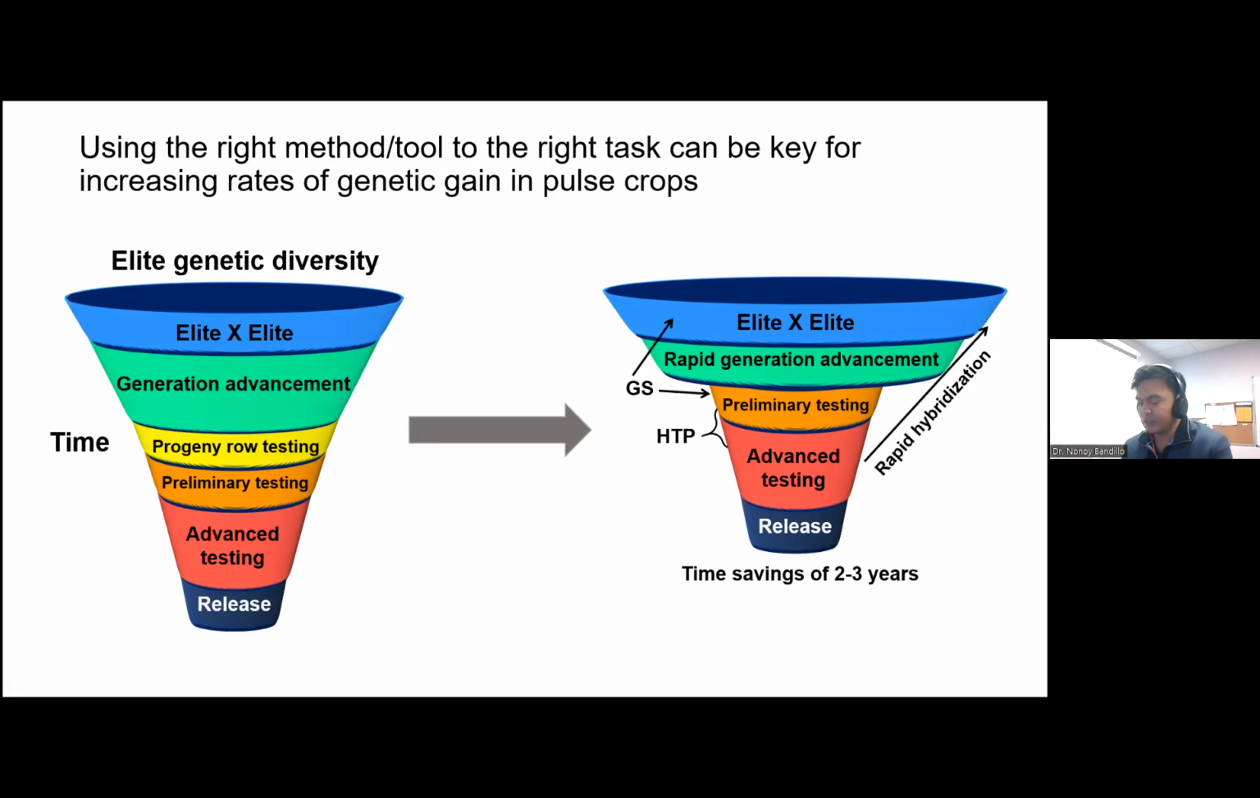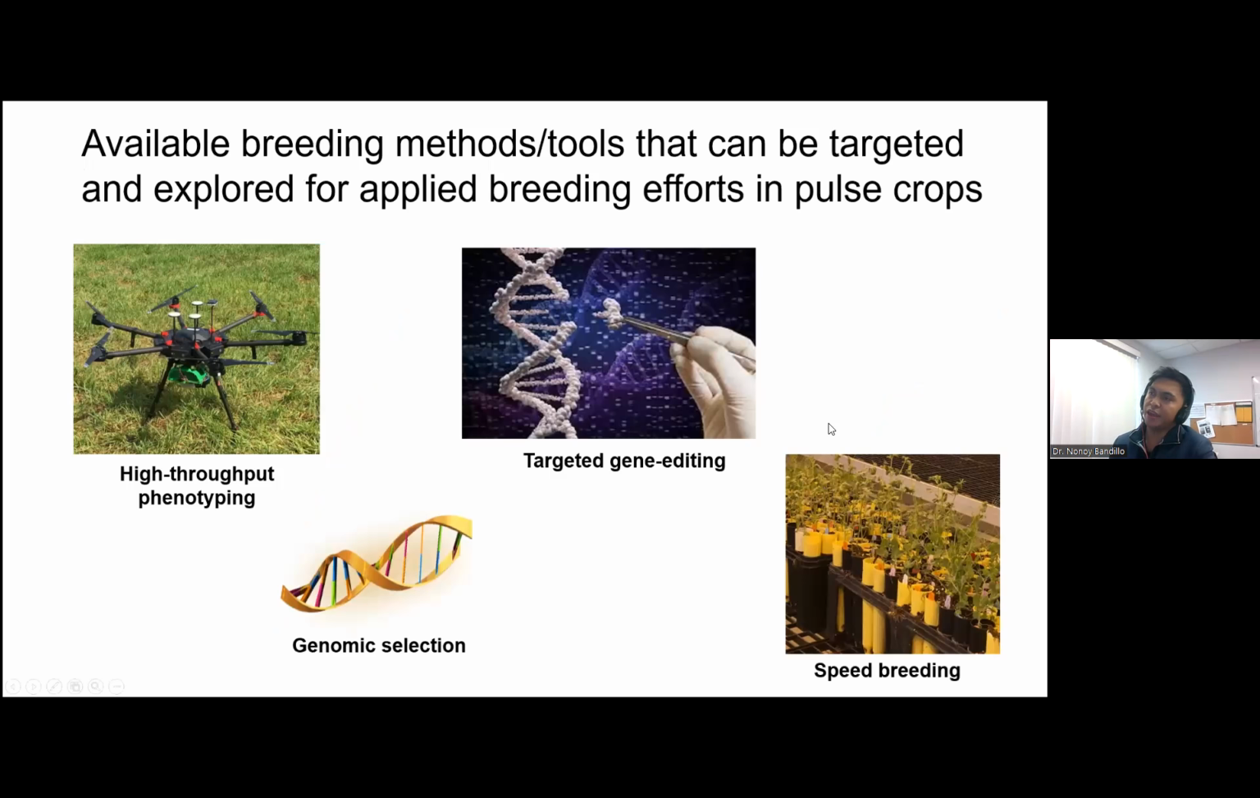I feel like there are a lot of new tools right now, and a lot of new hype for new tools. But my quick message here is that using the right method or breeding tool for whatever task you're working on may be the key to increasing rates of genetic gain, at least in pulses. As you can see here, we are evaluating multiple technologies: high throughput phenotyping, targeted gene editing, genomic selection, and speed breeding. But for today, I'm going to talk about high throughput phenotyping.